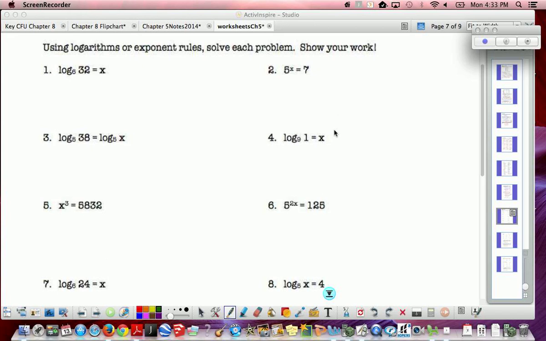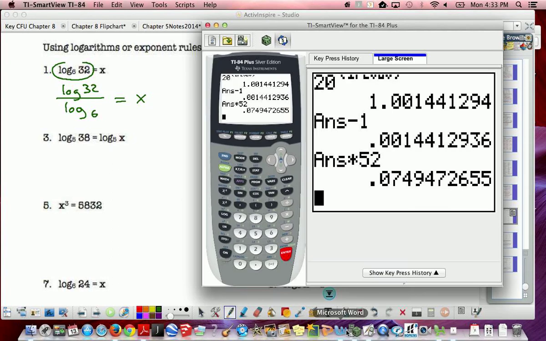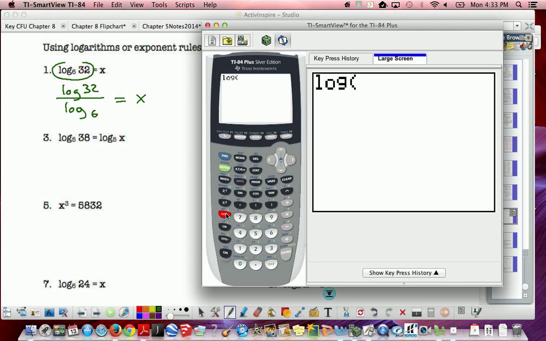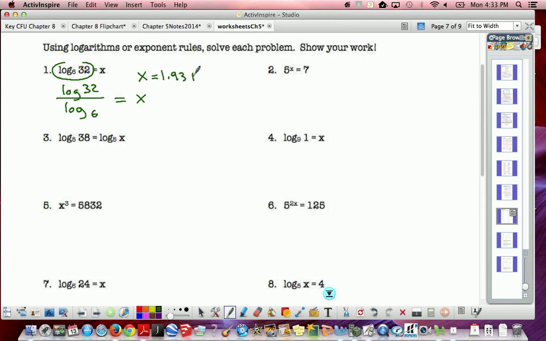It's log base 6 of 32 equals x. What's nice about this is x is already by itself, so I just need to figure out this value. So this is a change of base form. We just go log of 32 over log of 6. This is something you just type right into your calculator. So if I pull up my calculator here, go to my logs, I can go log 32, close that parenthesis, divided by log of 6, close parenthesis, hit enter, and again, let's go ahead and round this to 3 decimal places, so 1.934. So x equals 1.934.